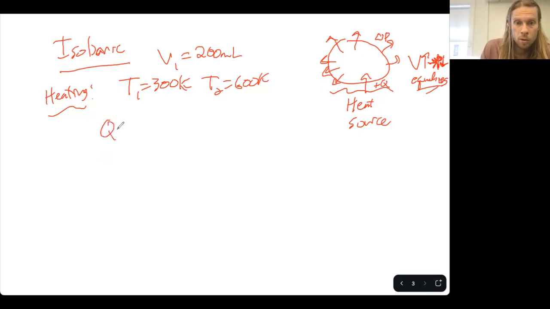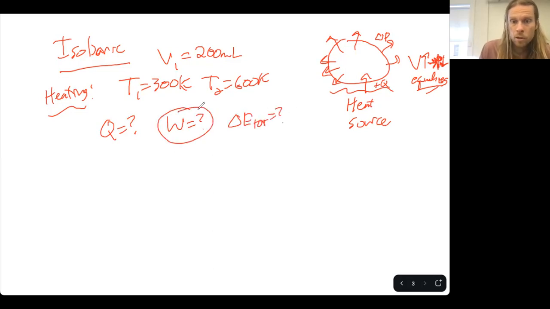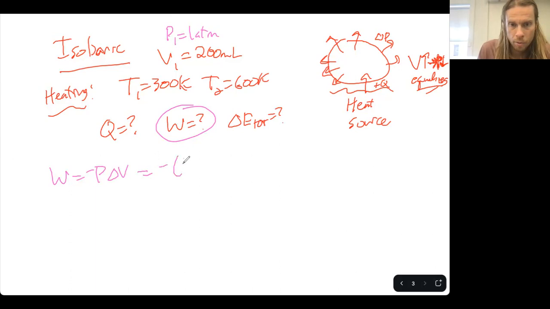So what is Q? What is work? And what is delta E total? This is the one we're going to focus on right now. Make it pink. Work is negative P delta V. And we want the pressure to be 1 atm. Well, first we need to plug in the pressure, 101,325 in pascals, not atms. And we want delta V. Delta V is final minus initial.